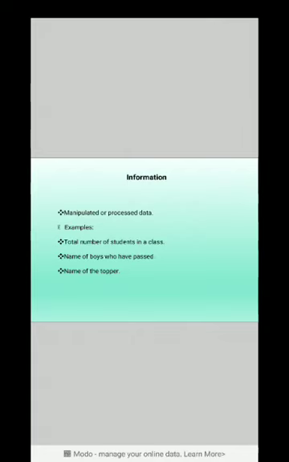Information is processed data. It is the conclusion drawn from the data. I hope you understand this. In these three cases, we have seen that we have drawn a conclusion from the data. Then we are able to get this information.